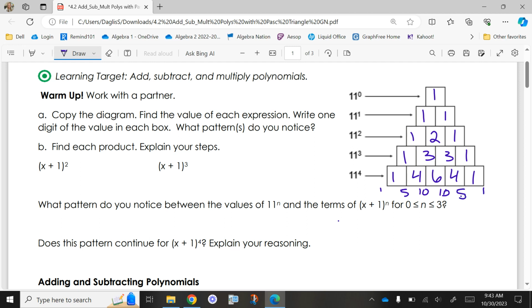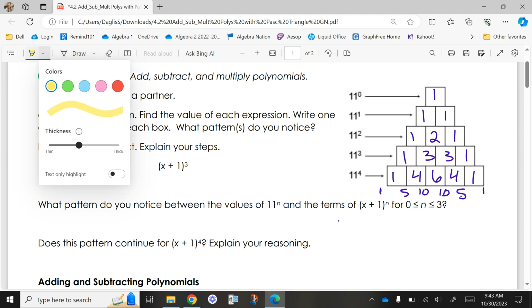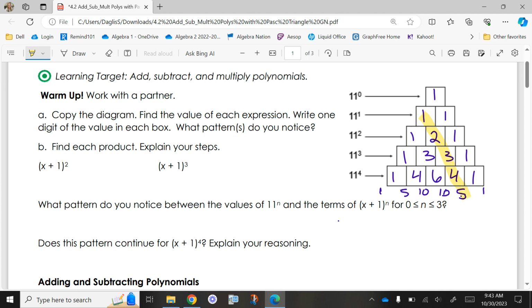Good. Yes, this is something called Pascal's triangle. Okay, that pattern continues over and over and over again. There's lots of other patterns going on. Some might have noticed the diagonals: 1, 2, 3, 4, 5. Those continue in that direction.